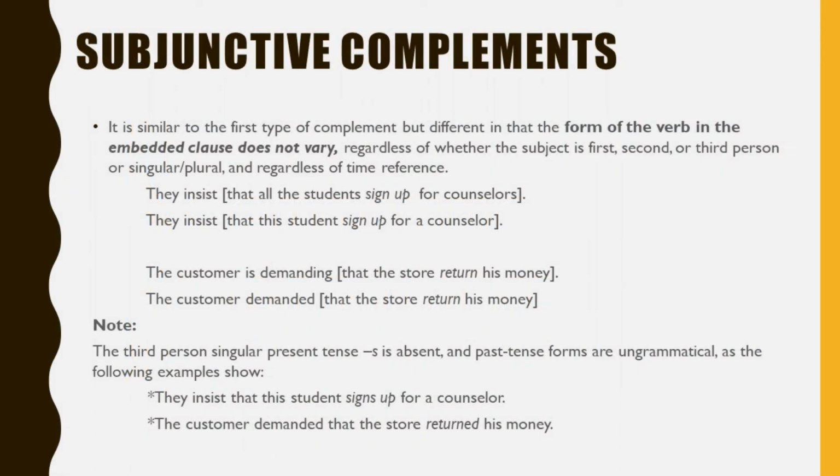An additional type of that clause is superficially similar to the type above, but different in that the form of the verb in the embedded clause, or in the bracketed material, does not vary regardless of whether the subject is first, second, or third person, or singular or plural, and regardless of time reference. Such clauses are called subjunctive complements. In the cases below, they insist that all the students sign up for counselors. They insist that this student sign up for a counselor.